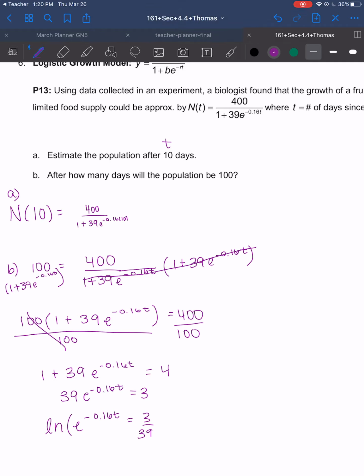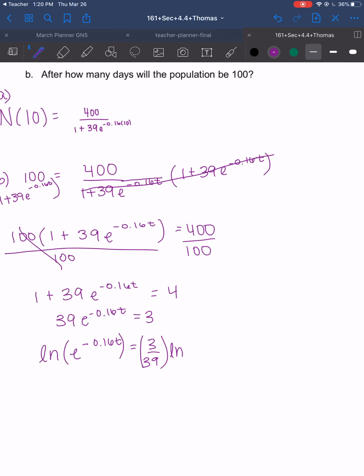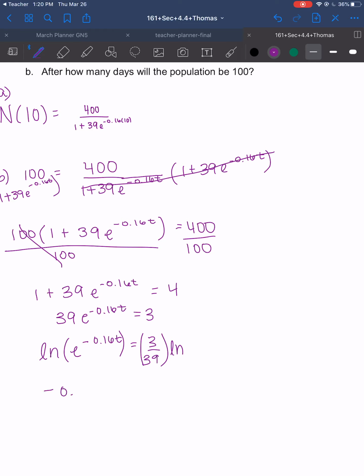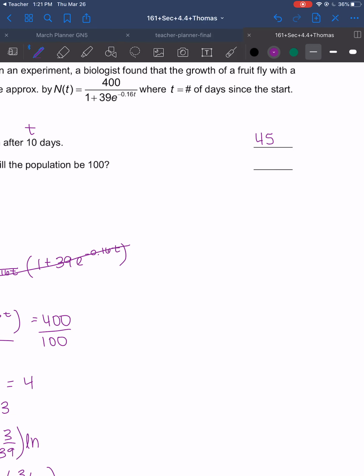And then natural log gets rid of my e. So I have negative 0.16 t equals natural log of 3 divided by 39. And then I'm going to divide by negative 0.16. So t equals, plug that all in, you get 16.03. So about 16 days.